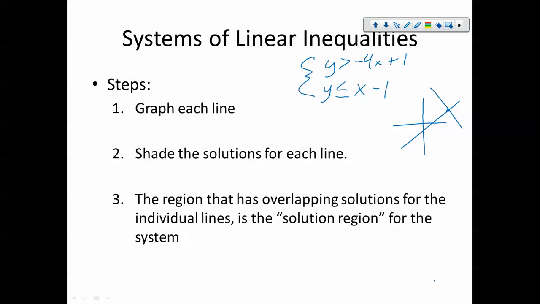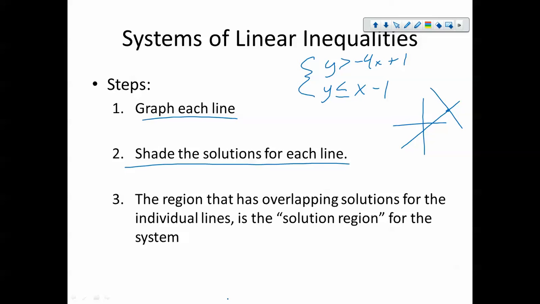has the solutions. So what we're going to do is graph each line. By the way, these are not the lines for these right here, right? This is totally different. Once we've graphed each of those lines, we're going to shade the solutions. So that's exactly what we just did in the previous step.